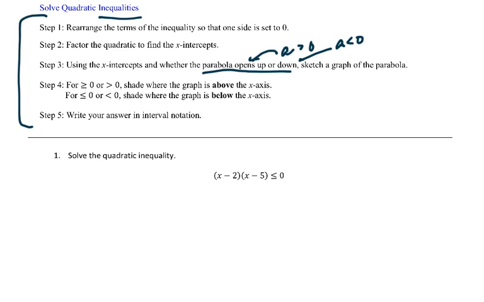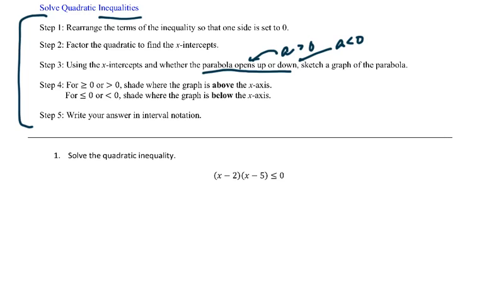So step 4 is looking at the inequality sign. For inequalities where the quadratic is greater than or equal to or greater than 0, you shade where the graph is above the x-axis. For inequalities where it's less than or equal to 0 or less than 0, shade where the graph is below the x-axis. Then you write your answer in interval notation.